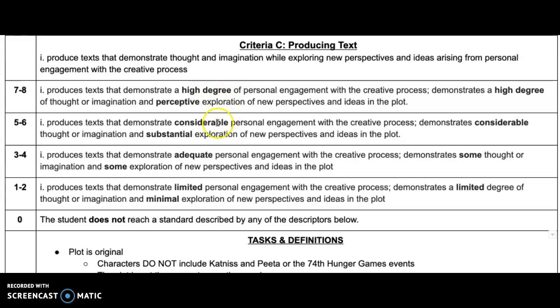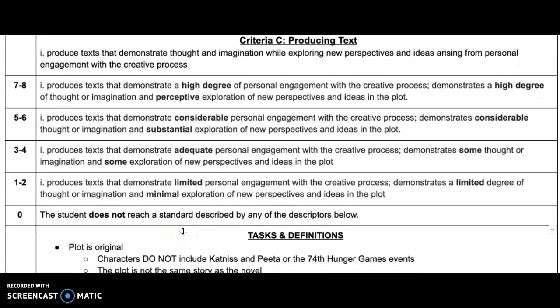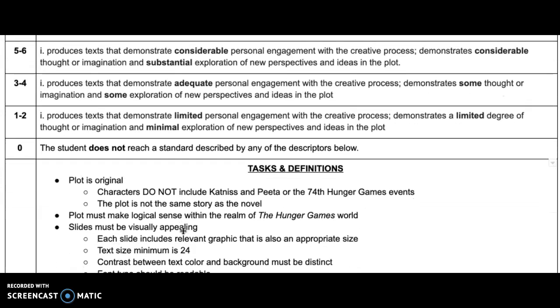The 5, 6 is a little lower. Instead of high degree, it has considerable and substantial. The 3, 4 has adequate and some. 1, 2, limited and minimal. And of course, a 0 doesn't have anything at all. Or it just does not reach the standard described by any of the descriptors above or below.